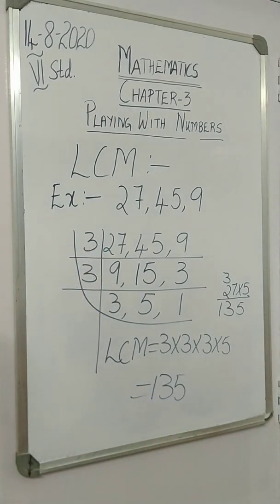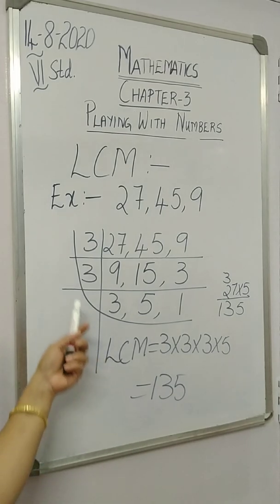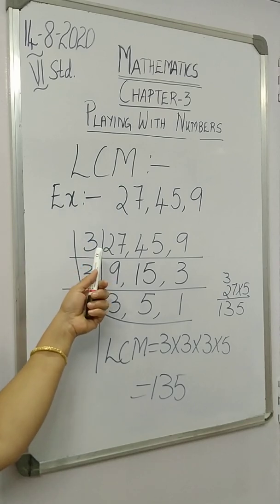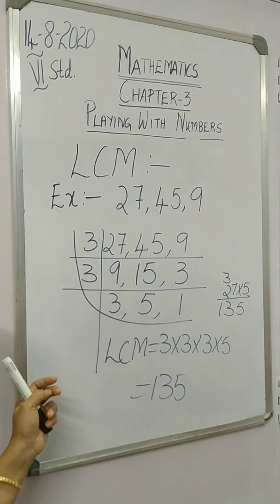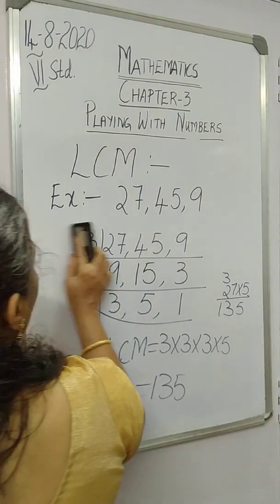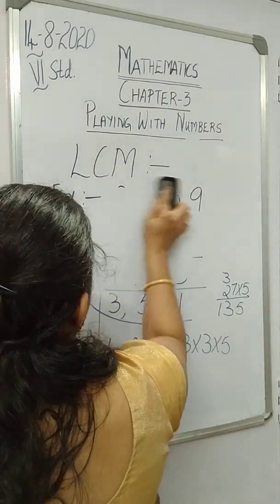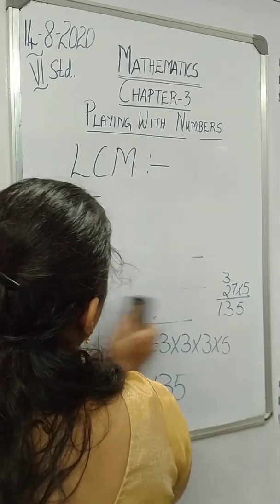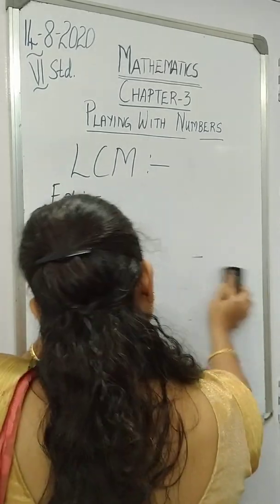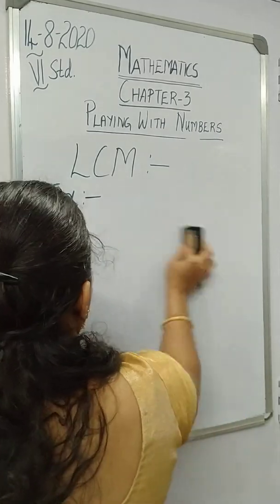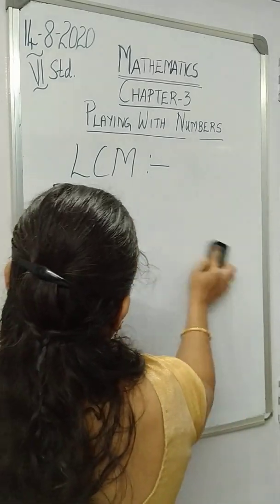Is it clear, children? Yes, hope it is clear now. If you have to find the LCM, you will have to factorize as usual, like HCF. How we used to do HCF? The same method. If we continue, then it will become LCM. When we stop, it is HCF. Let me show you another example.